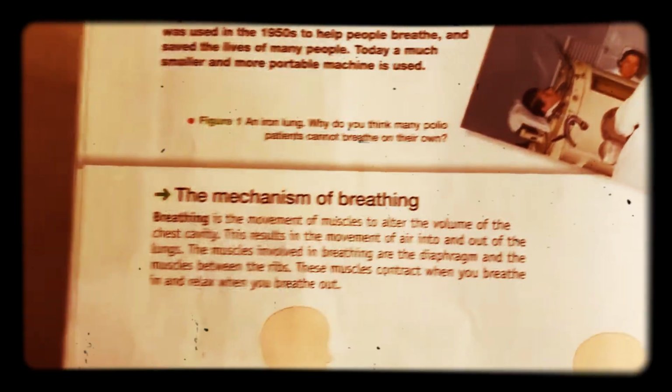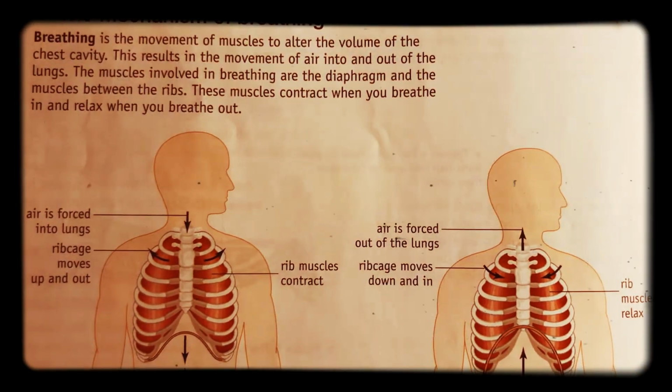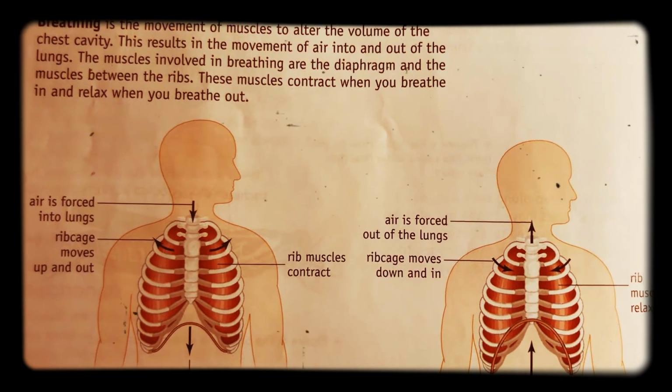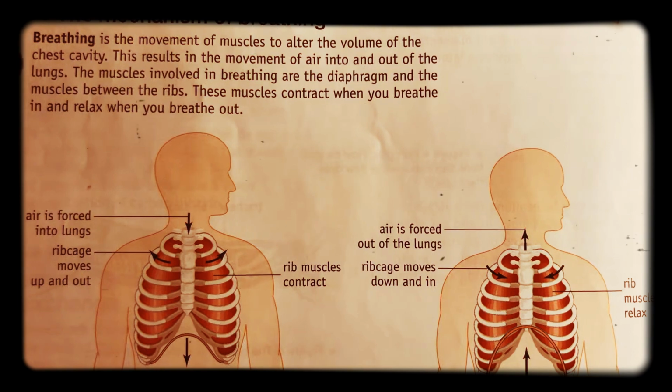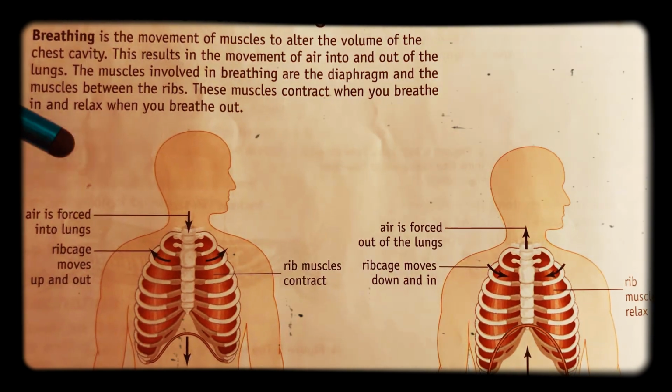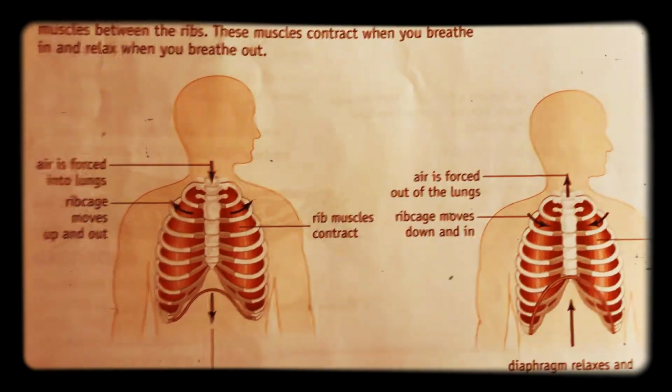So the mechanism of breathing is very crucial. You move your muscles to alter the volume of the chest cavity. This results in the movement of air into and out of the lungs. The muscles involved in breathing are the diaphragm and the muscles between the ribs. These muscles contract when you breathe in and relax when you breathe out.